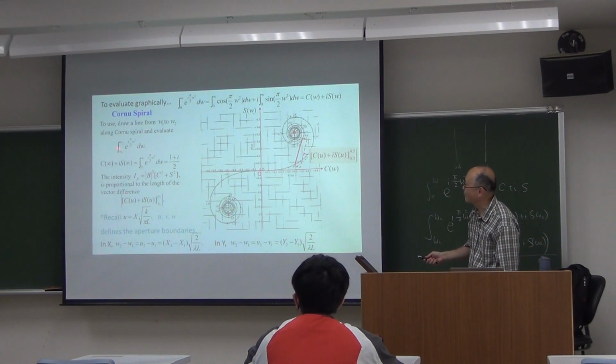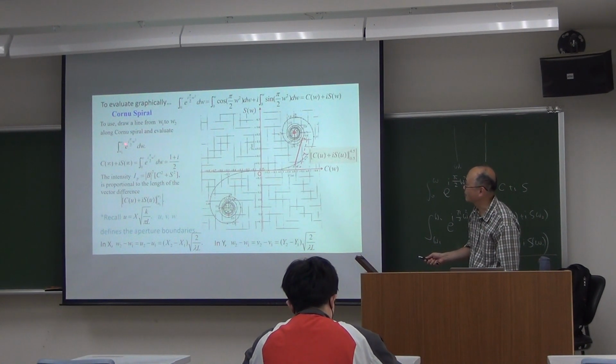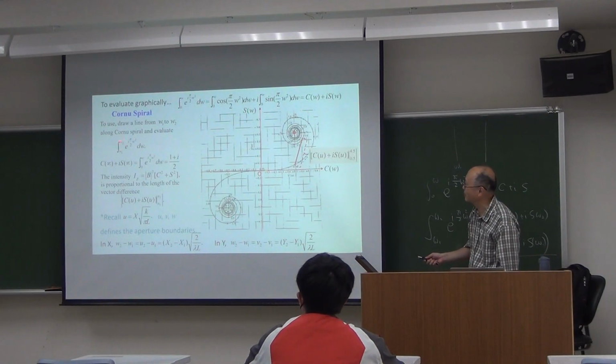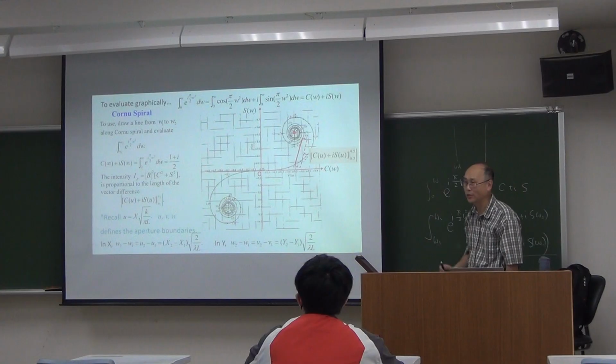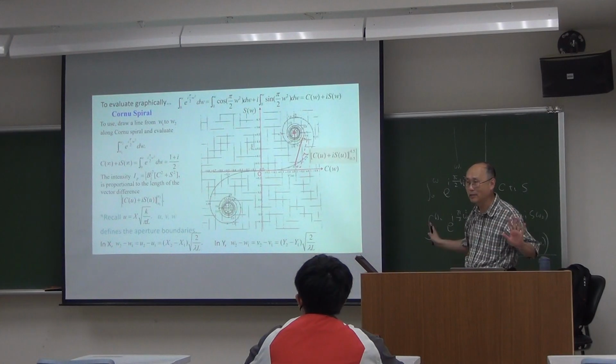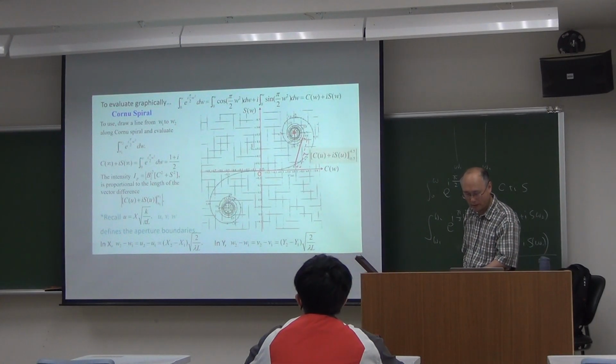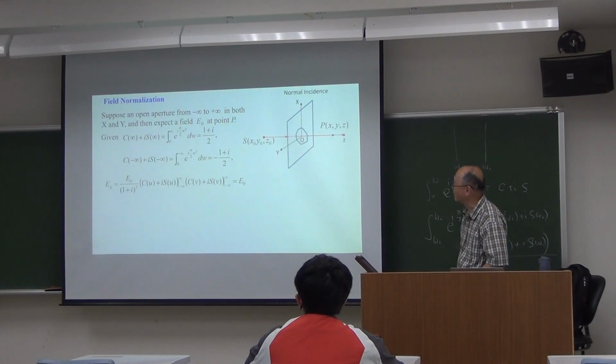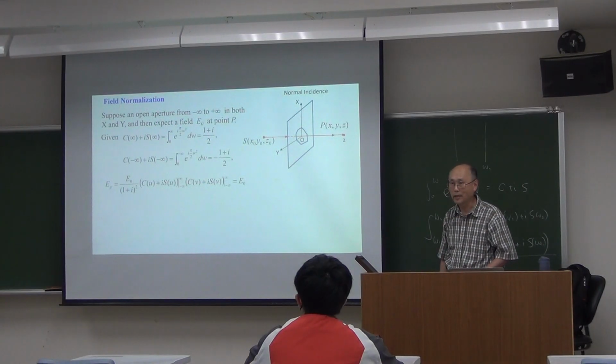And then if we evaluate the aperture, the opening between two boundaries, you identify two vectors and take the subtraction of them. The length of the subtracted vector gives you the intensity. This is the concept. All right, so we are in a position to do some real cases.